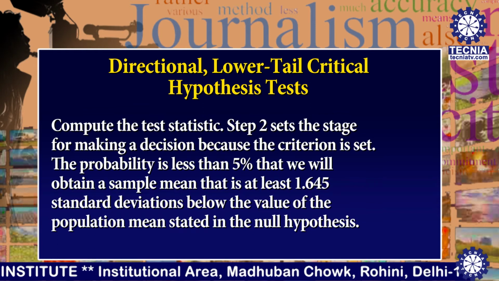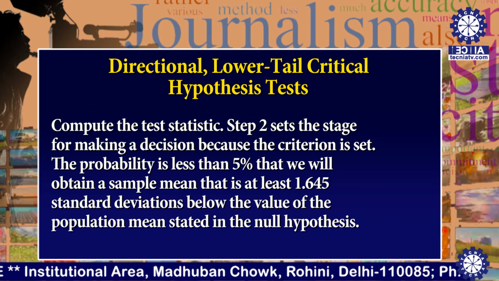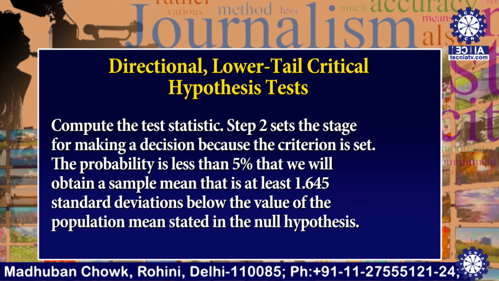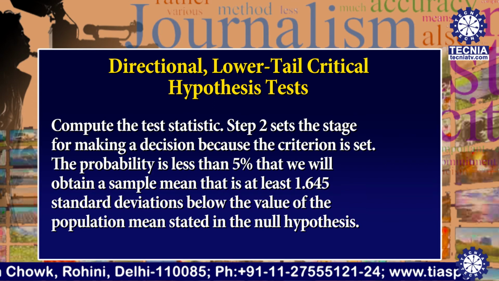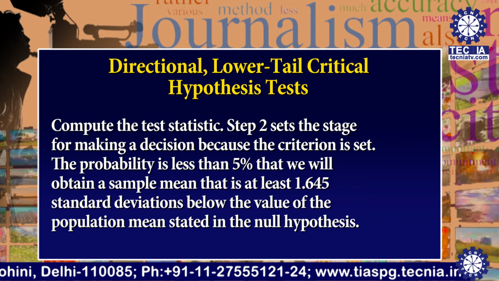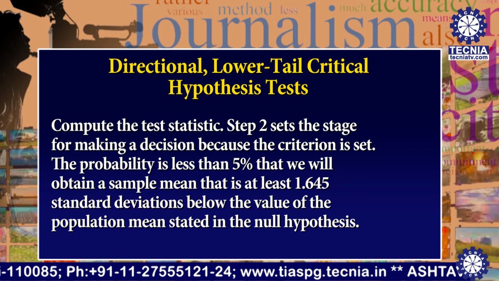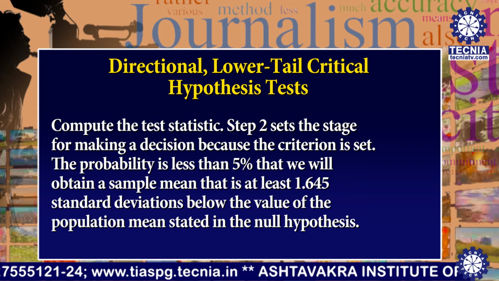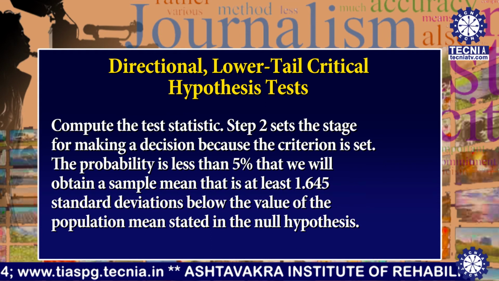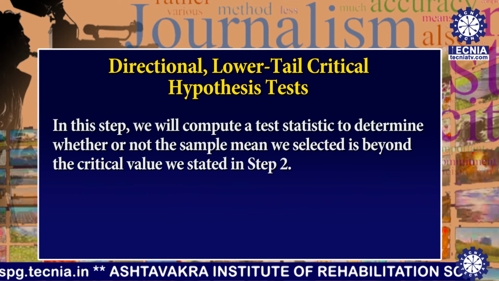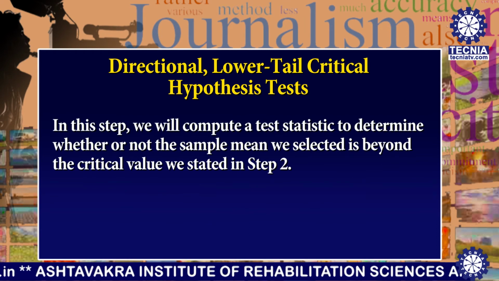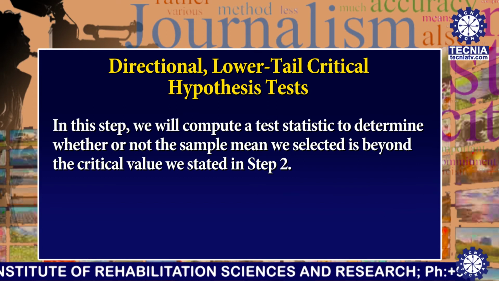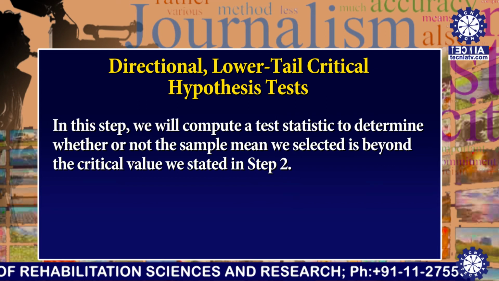Now I am explaining step 3, which is concerned with computing the test statistic. Step 2 sets the stage for making a decision because the criteria is set. The probability is less than 5% that we will obtain a sample mean that is at least 1.645 standard deviations below the value of the population mean stated in the null hypothesis. In this step, we will compute a test statistic to determine whether or not the sample mean we selected is beyond the critical value we stated in step 2.